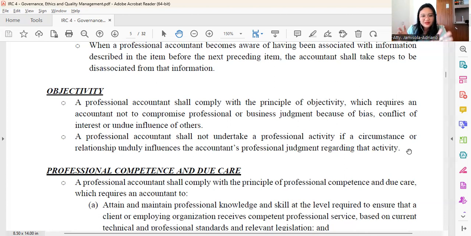So what does it mean when we issue an unqualified opinion? It means that the financial statements are free from material misstatements, no, due to fraud or error. But that is not actually true because you found a lot of discrepancies, but you just made an unqualified opinion because the owner of the company is your boyfriend. So that violates not only objectivity but also integrity, right? So you breached both objectivity and integrity.